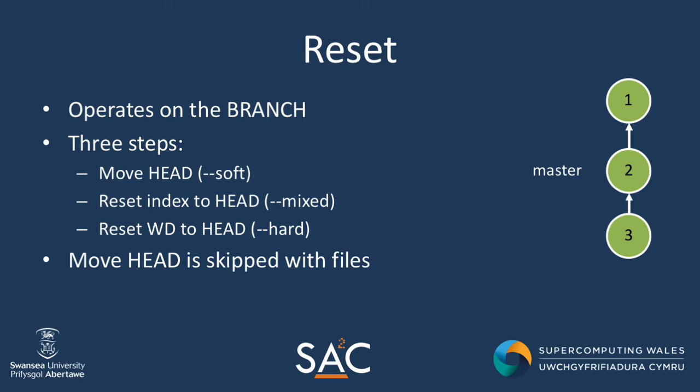So reset would operate on the branch. If this was master and I reset head back 1, the branch moves back 1, if I'm on master. It's got three layers. One is moving the head, and then the second is reset the index, the head, and the third is reset the working directory to head. So we've got the three different layers. This slide is mainly here because I wasn't really sure who the audience were going to be.